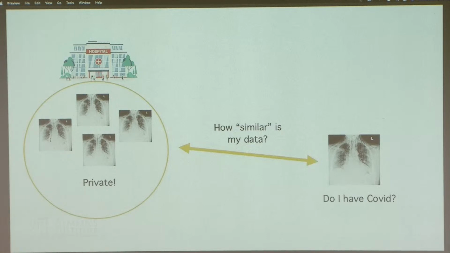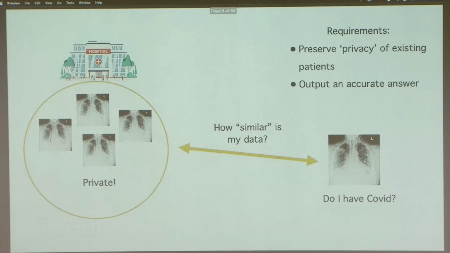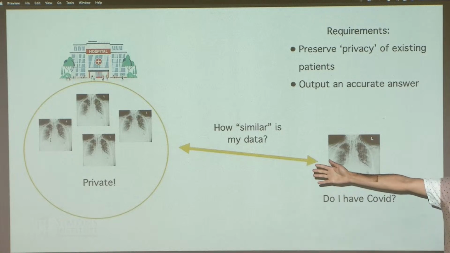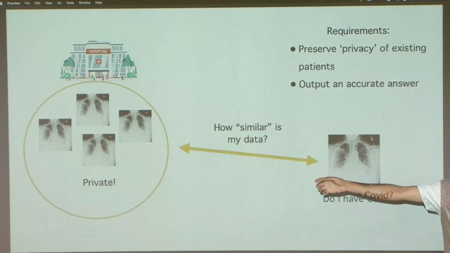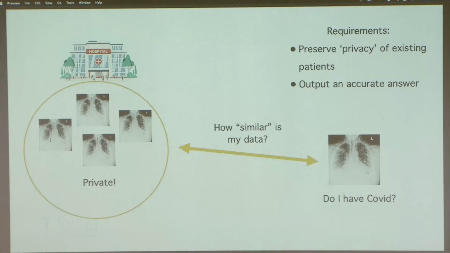So the talk is about how we can formalize this and whether we can get good algorithms for it. What are the requirements? We want to preserve some notion of privacy for this private data set of previous hospital patients. And we also want to output an accurate answer. If your dog does have COVID, you want to say something close to yes. All right, so that's the high-level motivation.